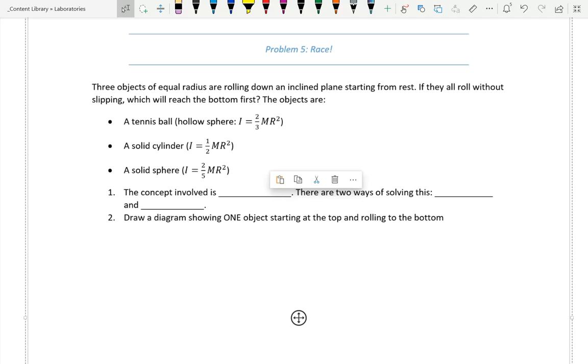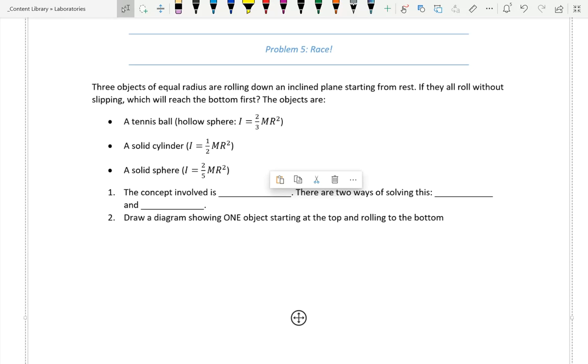If you had no friction at all, then they would all go down at the same rate because they'd all have the same acceleration, that would be g sine theta. But this has friction and it's rolling. And so what's going to happen?